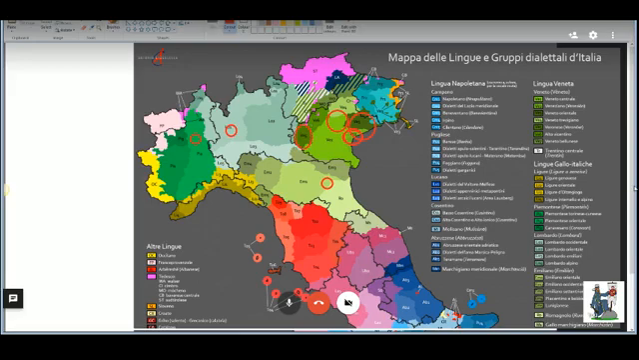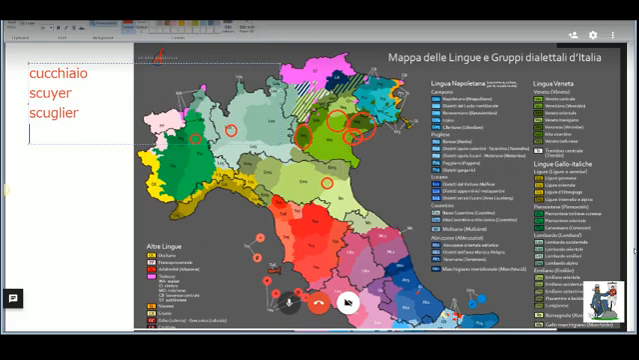So the word for spoon in Italian is cucchiaio, and the word in Venetian depends on who you ask. Scuier, or sculier, or cucciaro, sometimes you can hear. So the predominant feature is the fact that the words do not end with a vowel, basically.